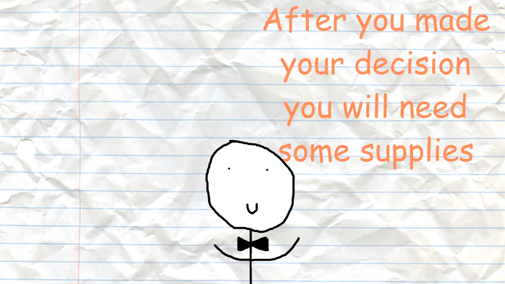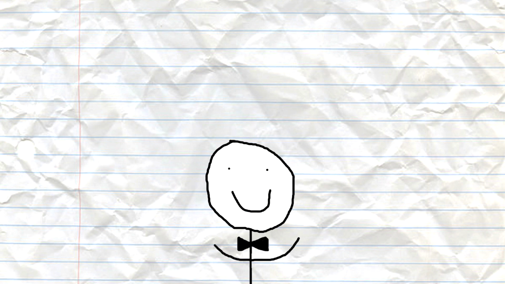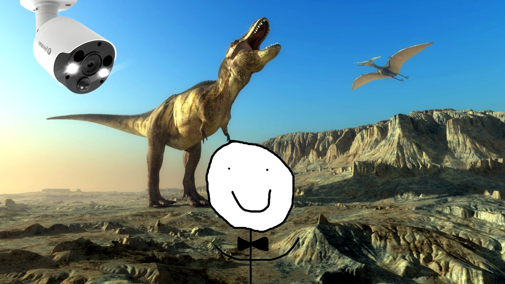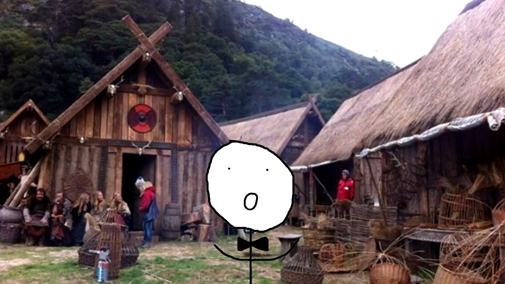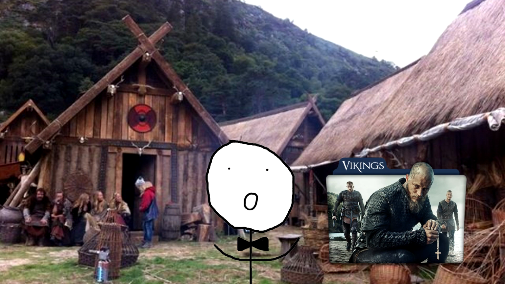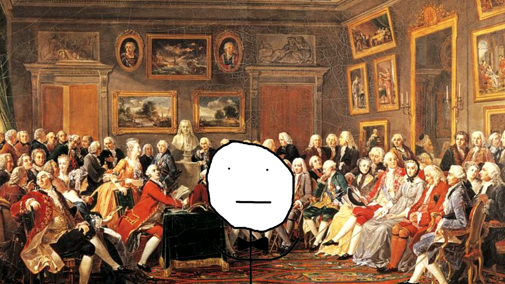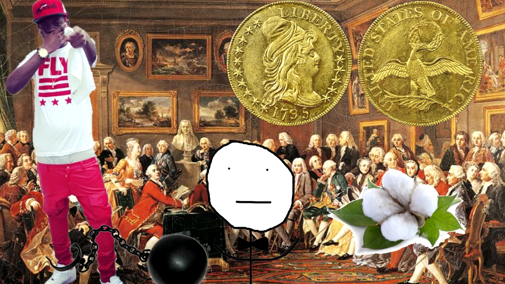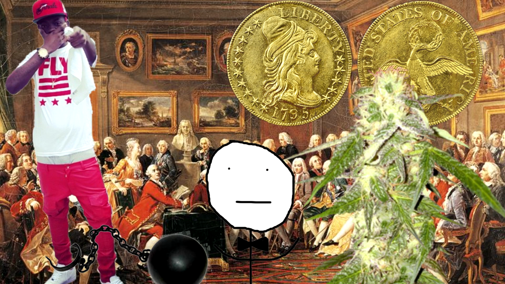Step number 2. Once you have decided to which time you will be traveling, you will want to acquire some supplies for your trip. For example, if you are traveling to the times of the dinosaurs, you might want to bring a camera so you can take photographs of them. If you are traveling to the times of the Vikings, you might want to bring the Vikings TV show so you can watch it while you are there to ensure you blend in and aren't noticed. If you are traveling to the 1700s, you might want to bring some blacks so you can enslave them when you get there and use them to produce cotton and sugar and other plantation supplies like that.